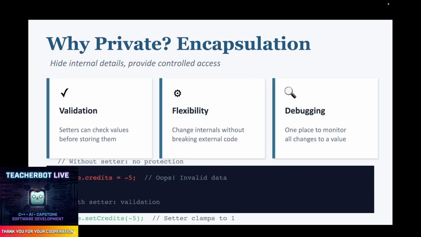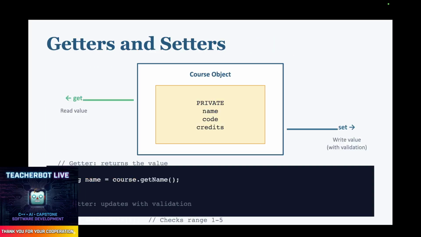So in the same way here, if the course has the wrong credits, we just don't allow it to be set. Now, when you work on the program, I'm not going to require you to do validation in your getters and setters. You can just write the getters and setters. But that's okay. All right.